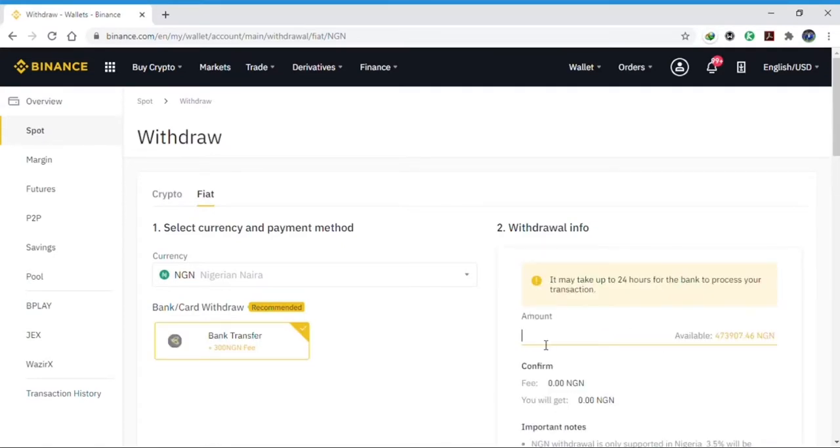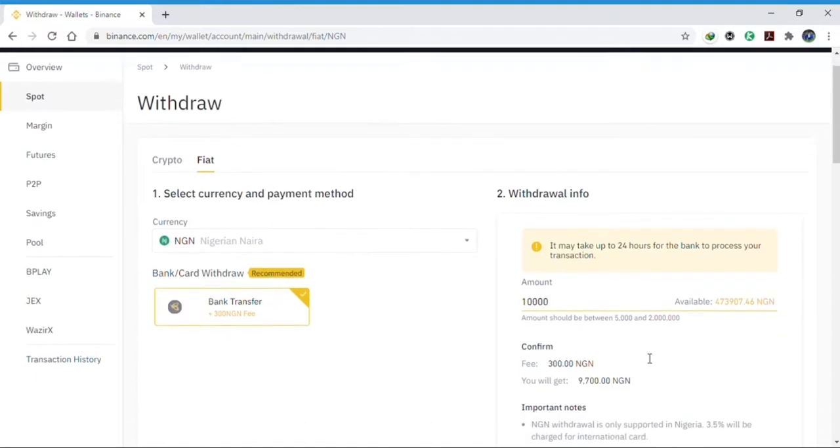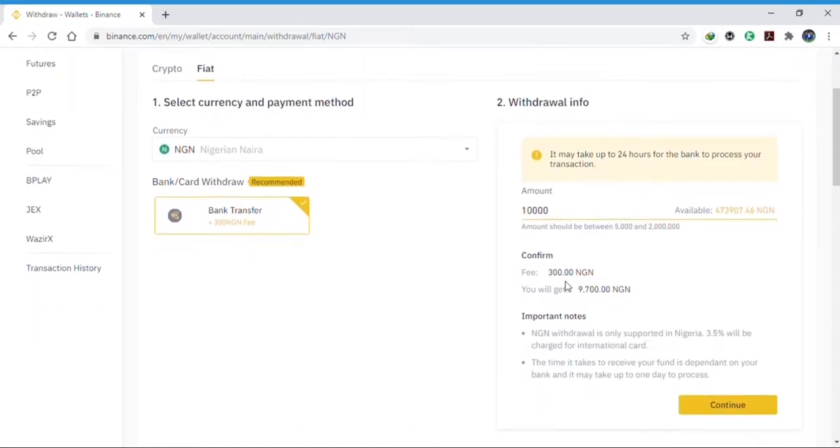This is basically how you withdraw on Binance. I think it has a 2 million per day limit, and you're charged 300 naira. It's quite instant. Basically, it takes about 2 to 3 minutes to reflect in your account.